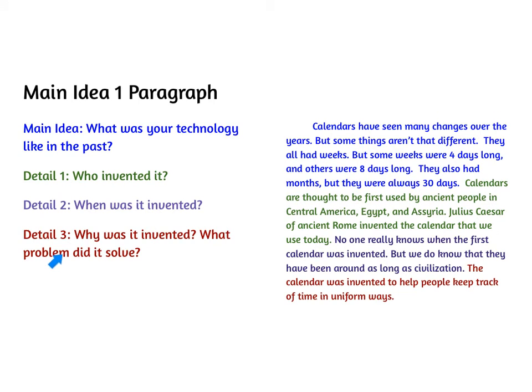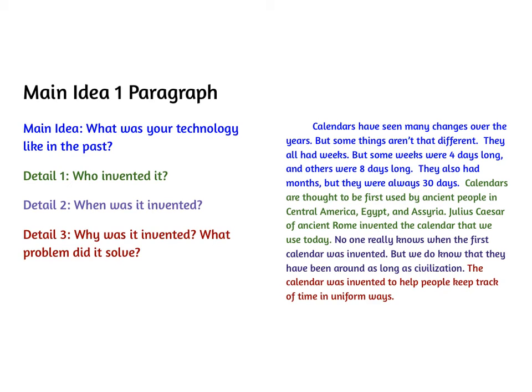So the last detail is why was it invented and what problem did it solve? So this talks about what was going on in the past that made people think that they needed this. So the calendar was invented to help people keep track of time in uniform ways. This is a great example of a very simple answer and therefore just one sentence simply stating that fact, which you might end up having to do throughout your writing.